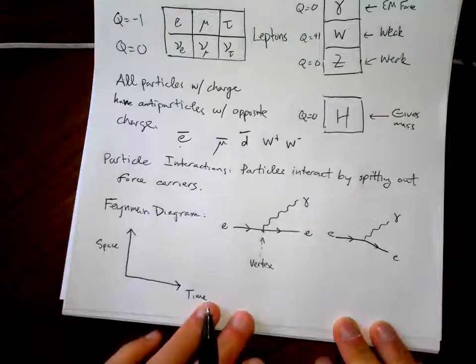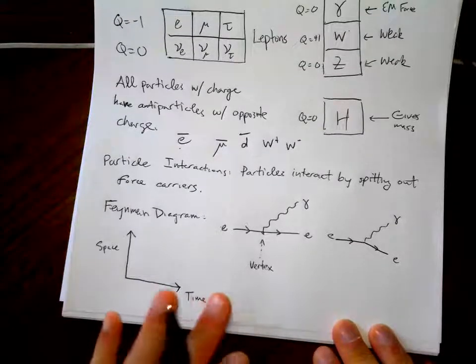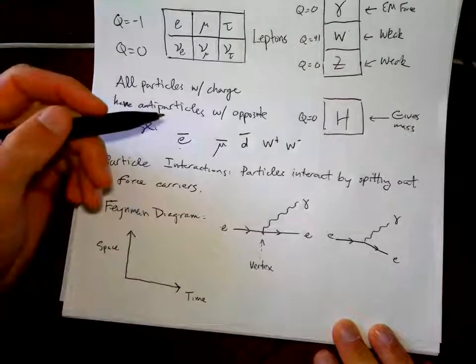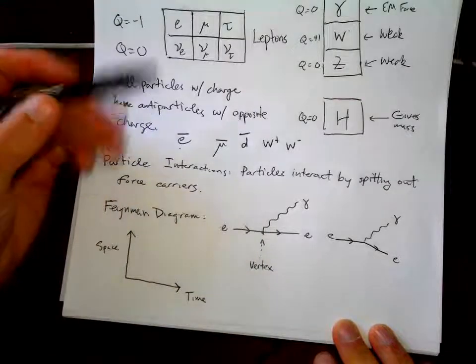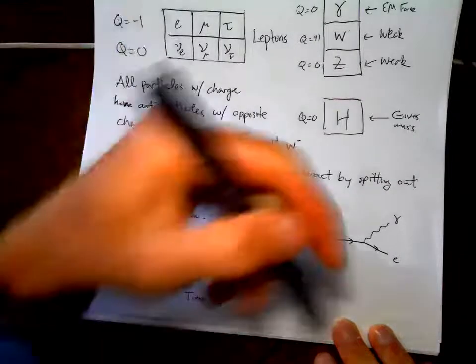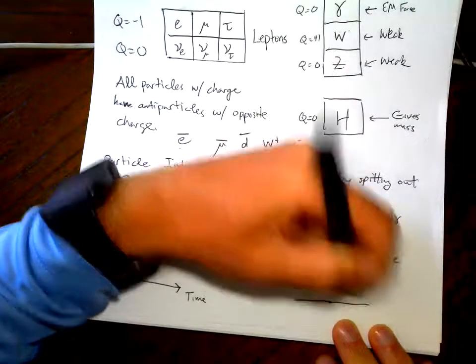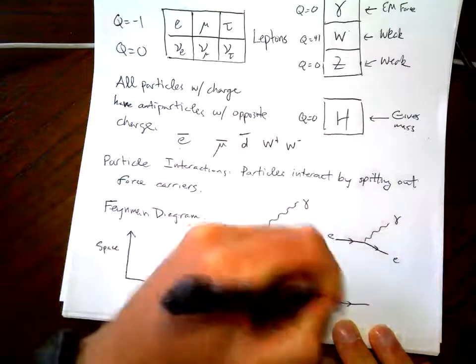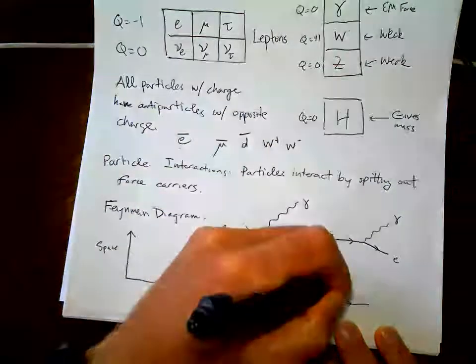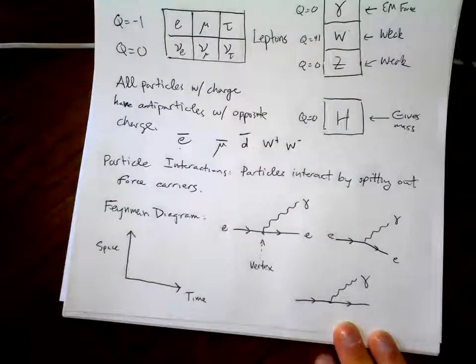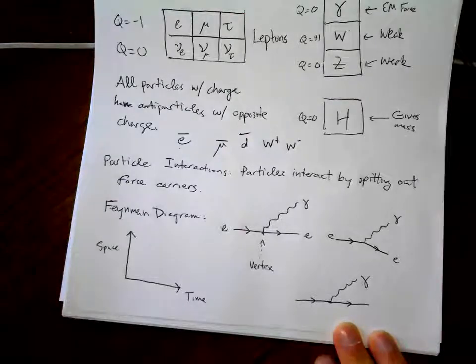So as long as you have those three, it's going to make sense. Anything that has electric charge can spit out a force carrier. So for example, a charm quark could have one of these diagrams as well. A charm quark could spit out a photon.